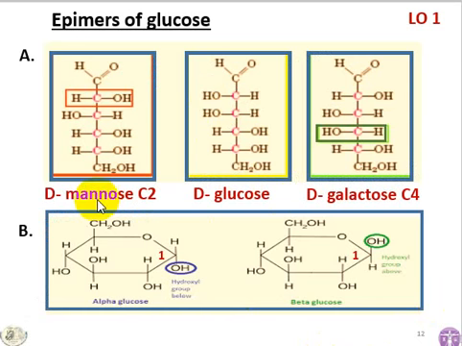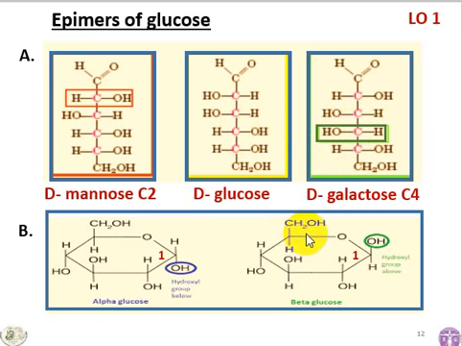Glucose has 2 epimers, mannose and galactose. They are similar to glucose in their structure, the difference only being in the orientation of the hydroxyl group. In mannose, the hydroxyl group attached to the carbon atom number 2 is oriented on the right side, while in glucose, the hydroxyl group attached to the carbon atom number 2 is oriented to the left. While in galactose, the hydroxyl group attached to the carbon atom number 4 is oriented to the left. In glucose, it's oriented to the right.